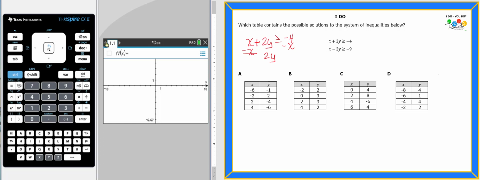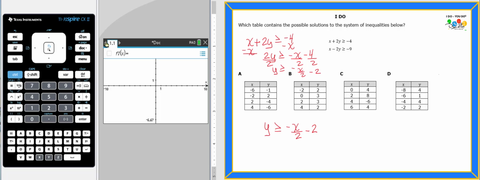So I get 2y is greater than or equal to -x minus 4. I need to divide by 2 on both sides, right? So my answer will be y is greater than or equal to -x over 2 minus 2. So that will be my first inequality. I'm going to write it down a little bit bigger over here, okay?